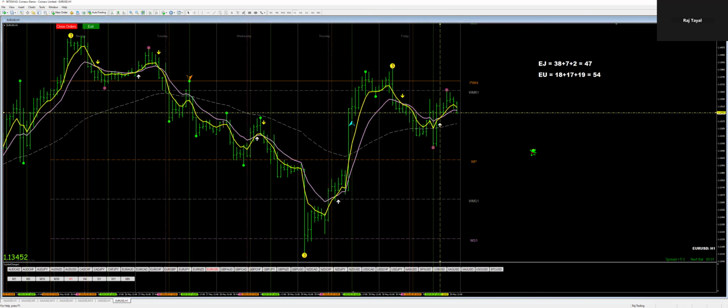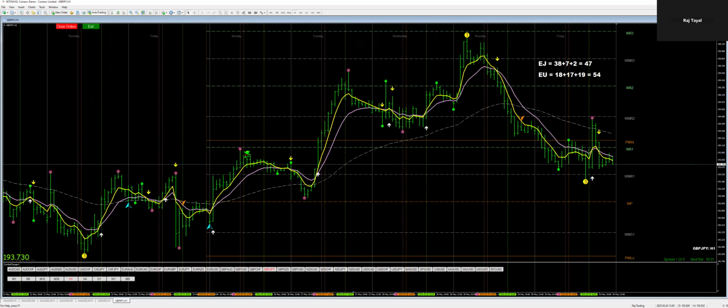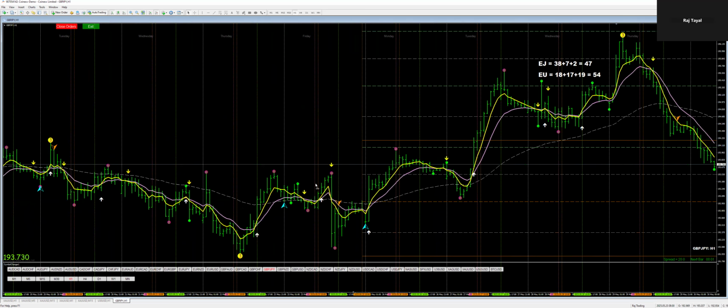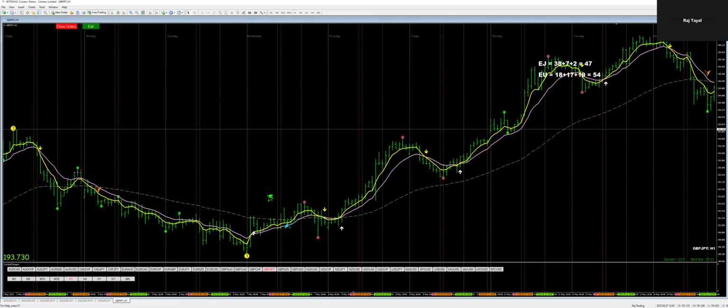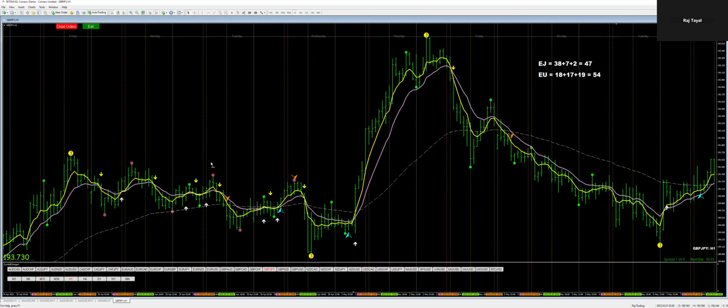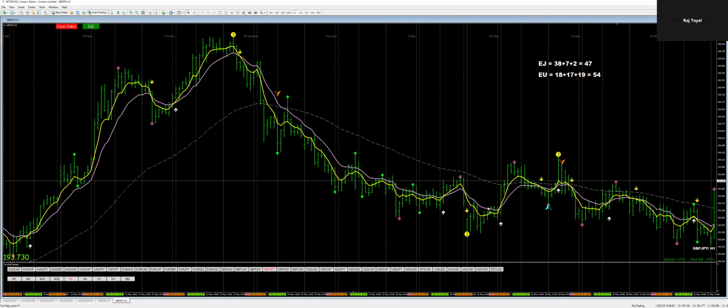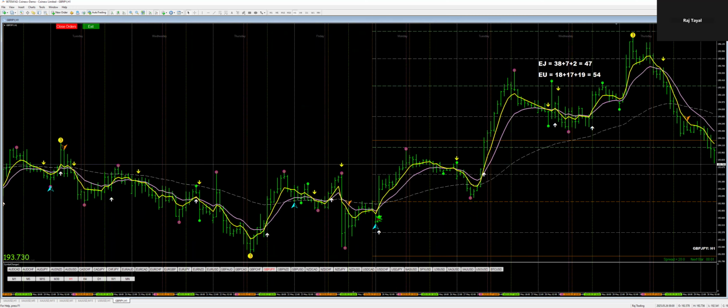Let's look at GJ. 1 hour. Here's Monday, the 4-hour. And here's the daily. So daily is long, 4 hours long, 2 ball retrace, no trade on Monday.